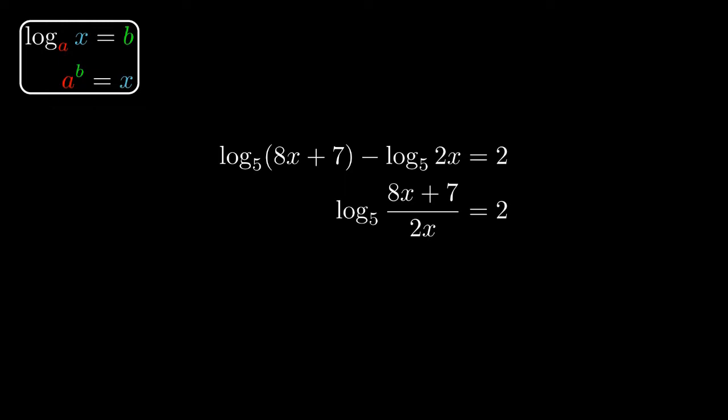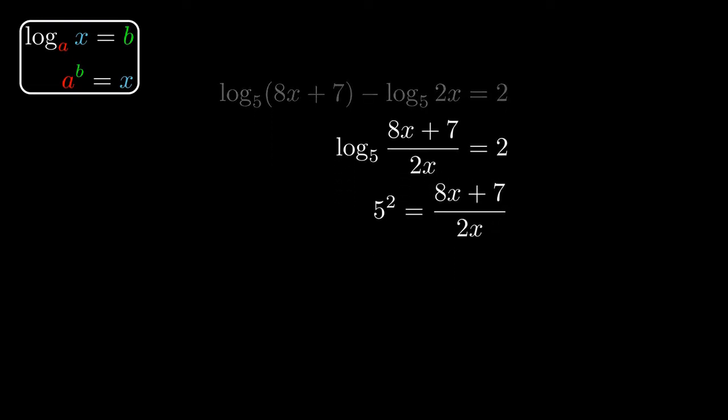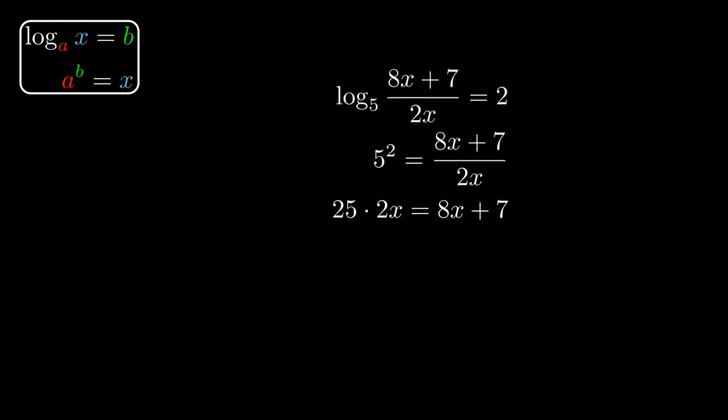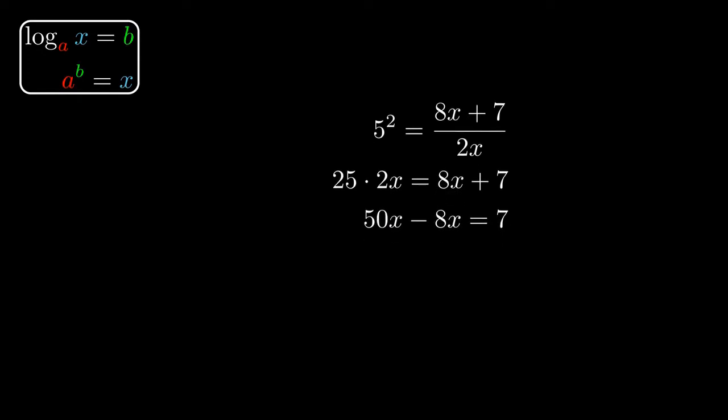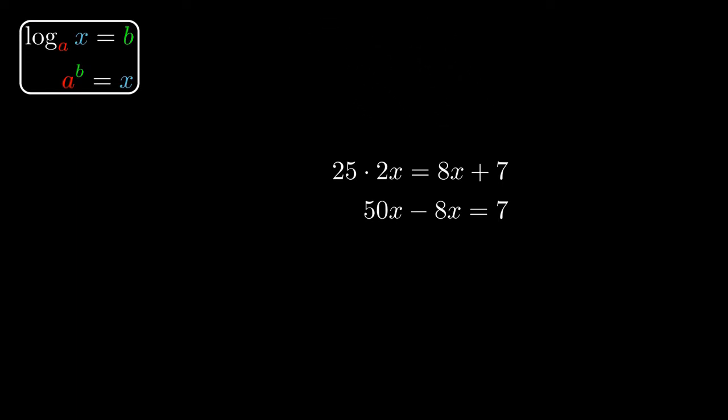So we rewrite the left side as a fraction, and then we're going to use the relationship that I showed. So the base is 5, the power is 2, and the answer is the fraction. And now, pretty easy to solve this. Rearrange it a bit. We've got just a linear equation. We have 50x, and we subtract 8x equals 7. And from there, no worries.